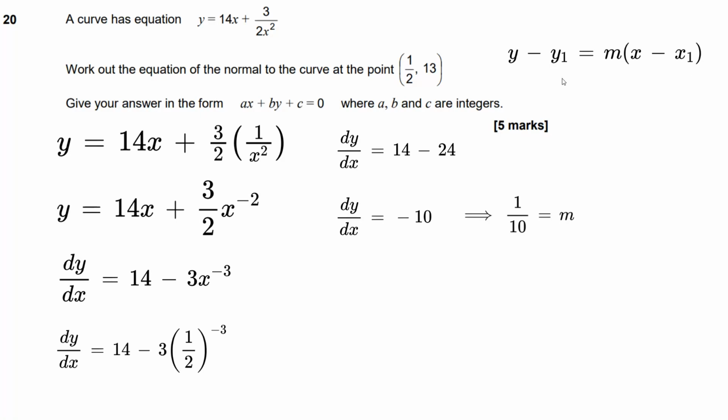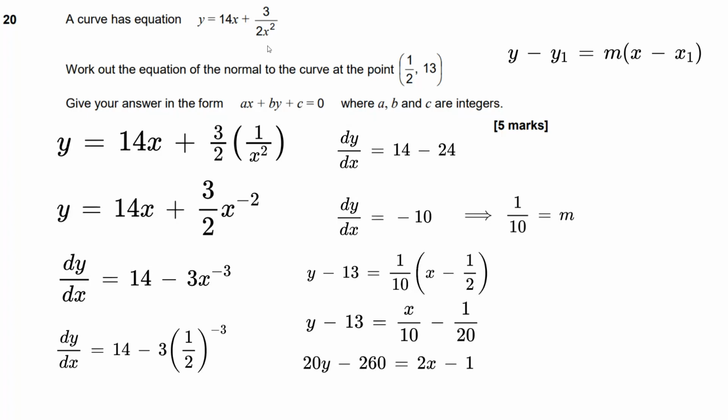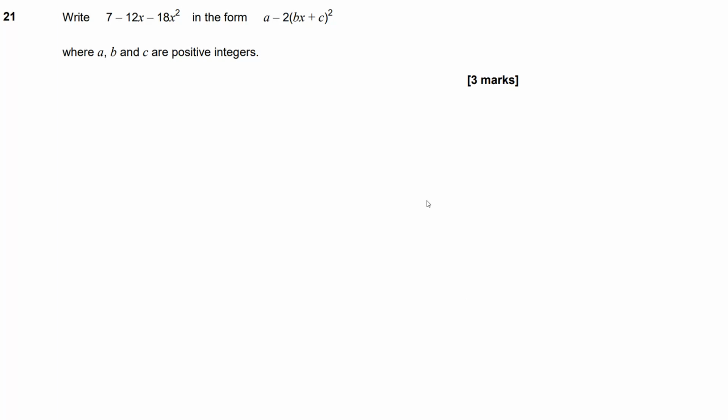This is the equation of a line. You can also use y equals mx plus c. It doesn't matter, they both get you the same answer. Plug in x and y, and the gradient. Expand out, times by 20, so you get 20y minus 260 equals 2x minus 1. And then just rearrange it in this form, ax plus by plus c equals 0. To get this.